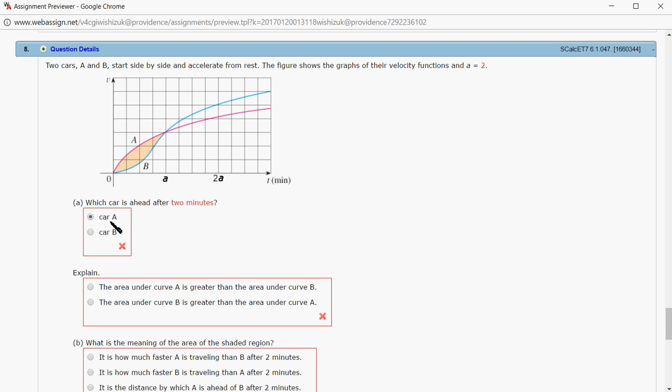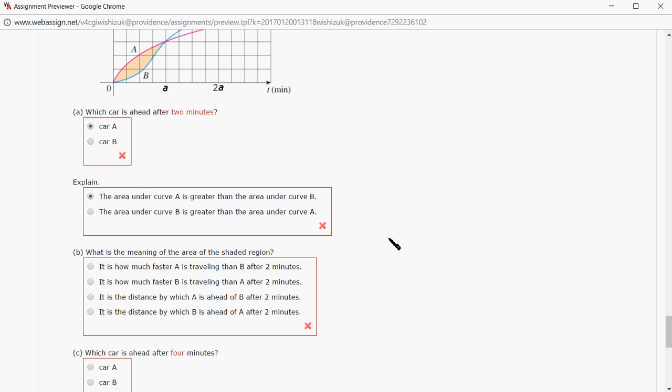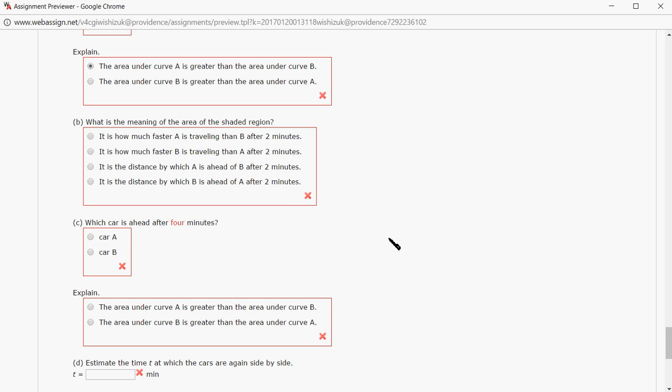So car A is ahead of car B, right? The area under curve A is greater than that under B. So this is the explanation, right? That was part A, so let's look at part B.